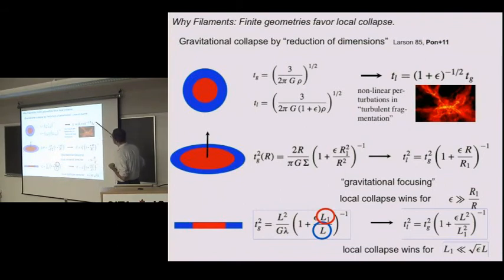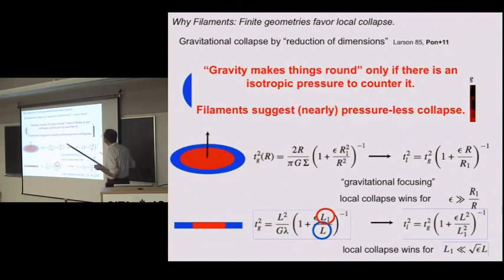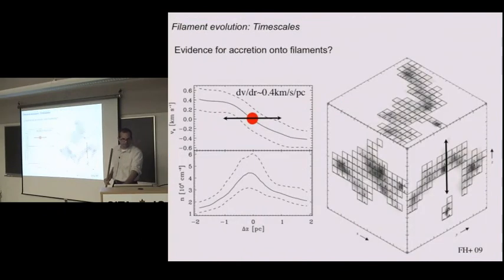What you essentially see is the further you reduce the dimension, the easier it gets to collapse locally. Remember, this is essentially the argument we had earlier saying you need highly nonlinear density perturbations for the global collapse to win. This becomes less and less of an issue once you go down to filaments. Which is why you see local fragmentation in filaments, because it's actually naturally the easiest way. So a local collapse can win over global collapse. And gravity alone makes things round, but it's only true if you have an isotropic pressure counter. And so the reverse: these massive filaments suggest that you have a pressureless collapse.